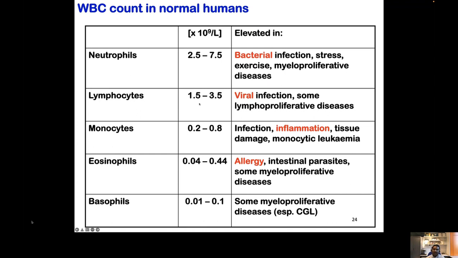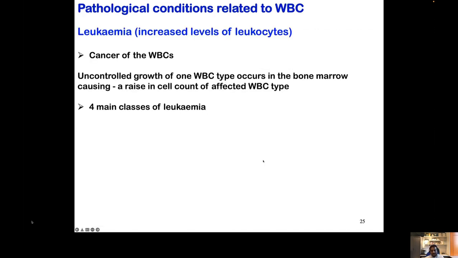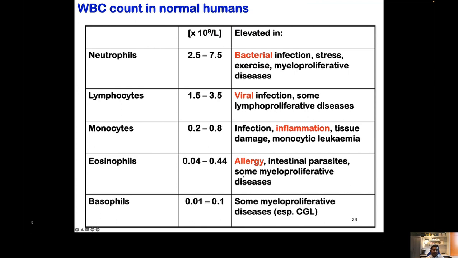Now the counts. Neutrophils will be elevated in bacterial infection, stress, exercise, and myeloproliferative diseases. Lymphocytes will be elevated during viral infection and some lymphoproliferative diseases. Monocyte levels will be elevated in infection, inflammation, tissue damage, and monocytic leukemia. Eosinophils will be elevated during allergy and intestinal parasites, because that's a specific feature for eosinophils, and during myeloproliferative diseases.